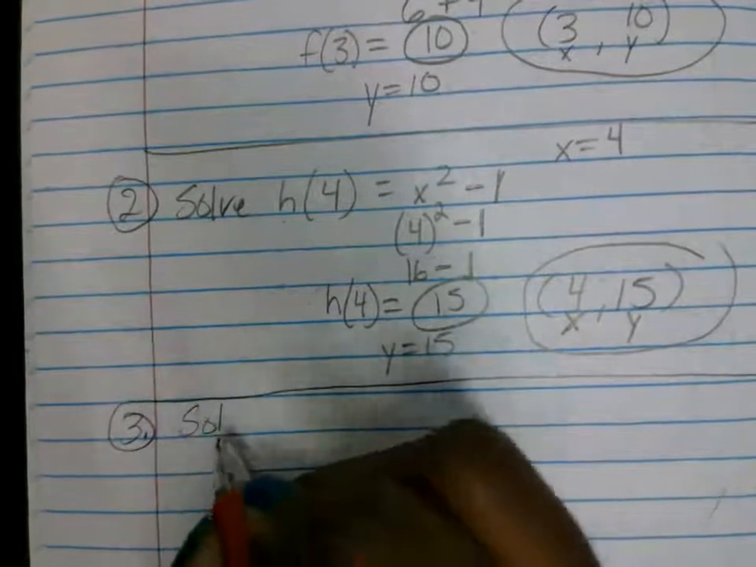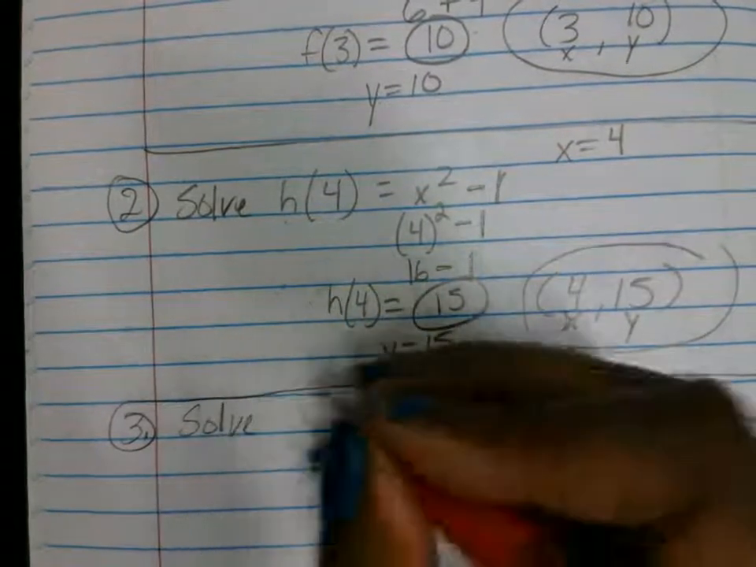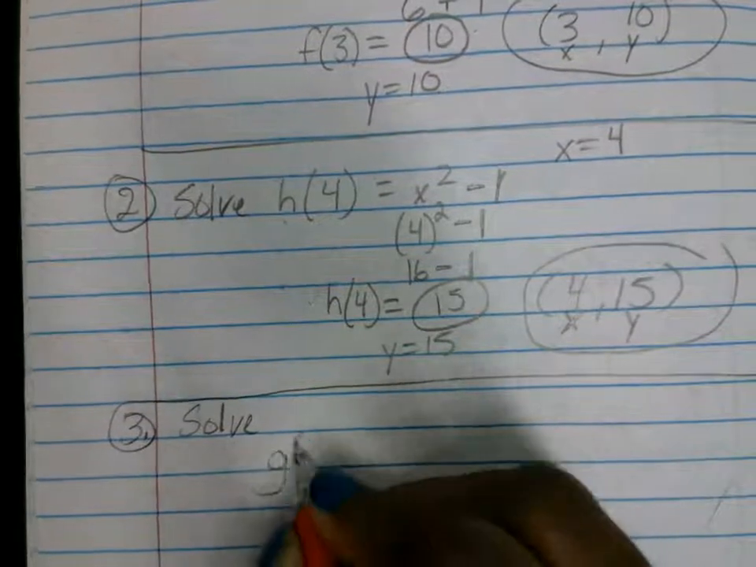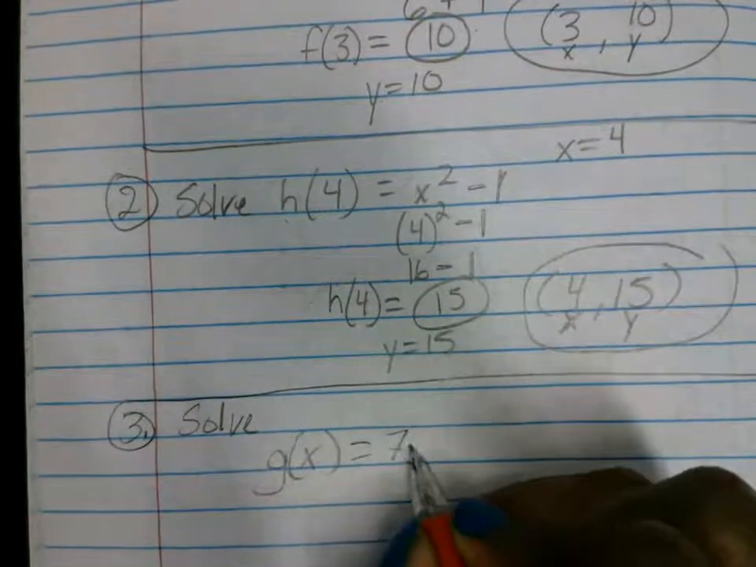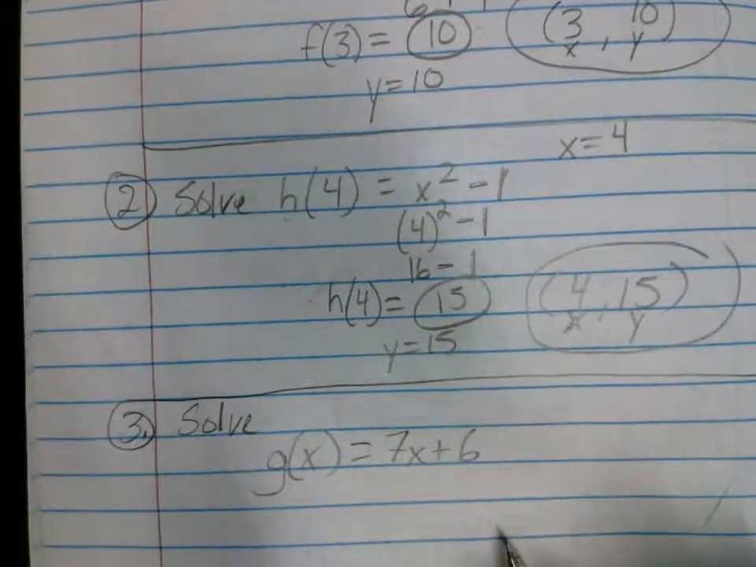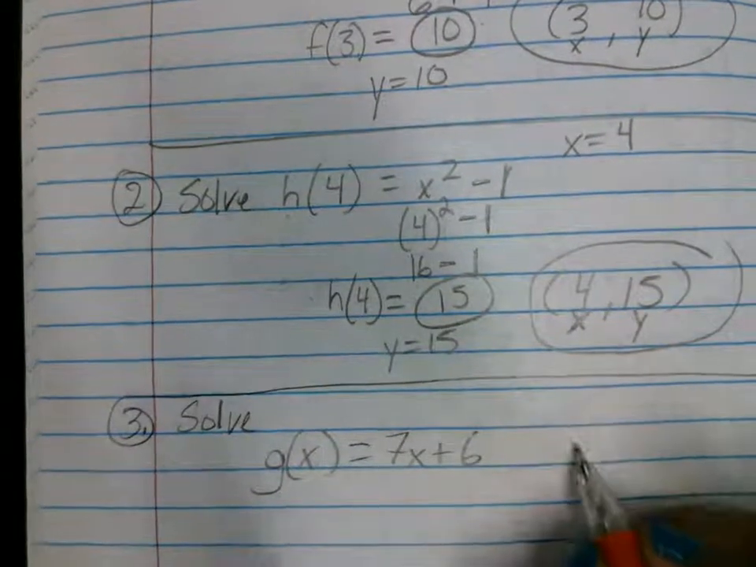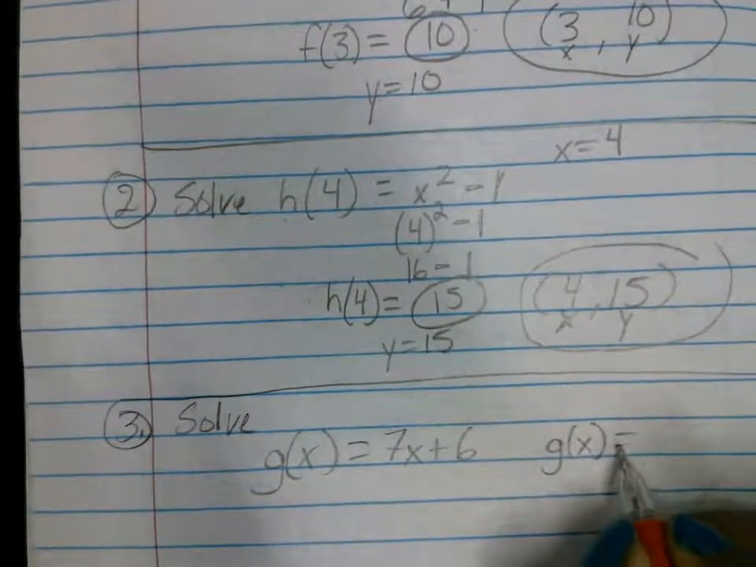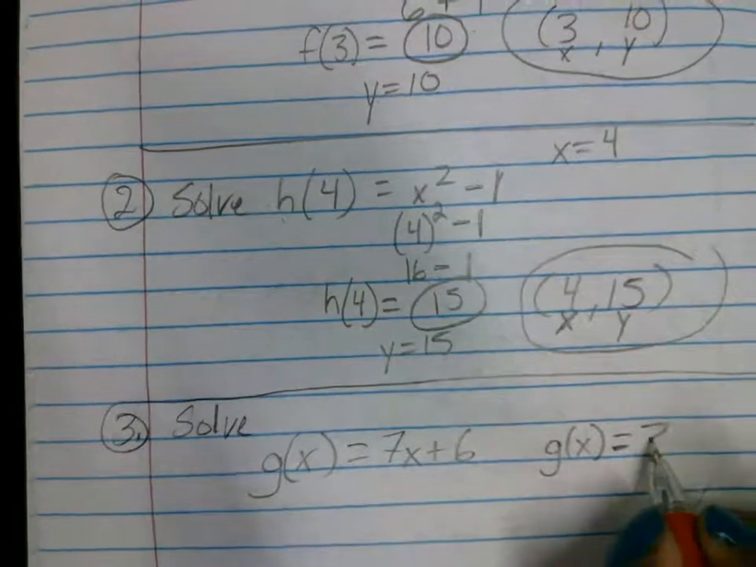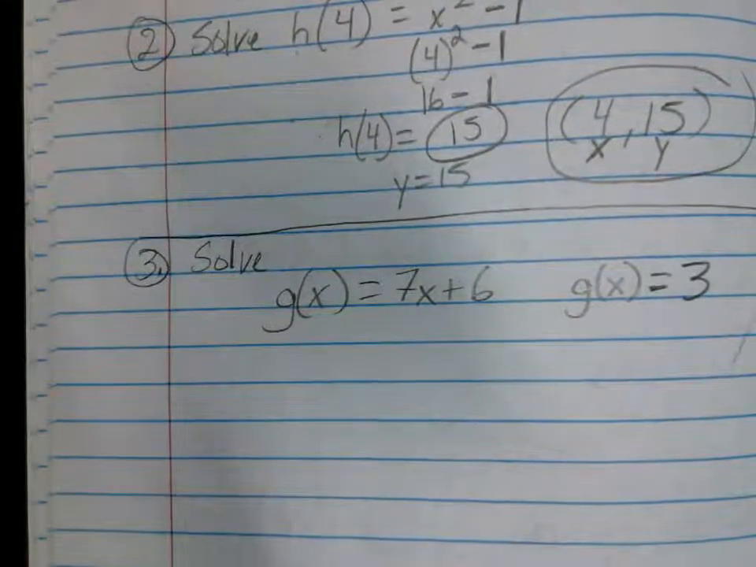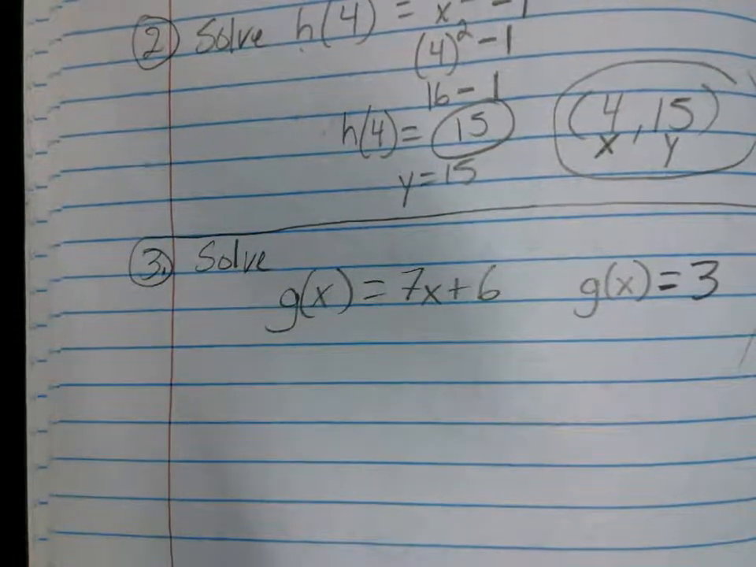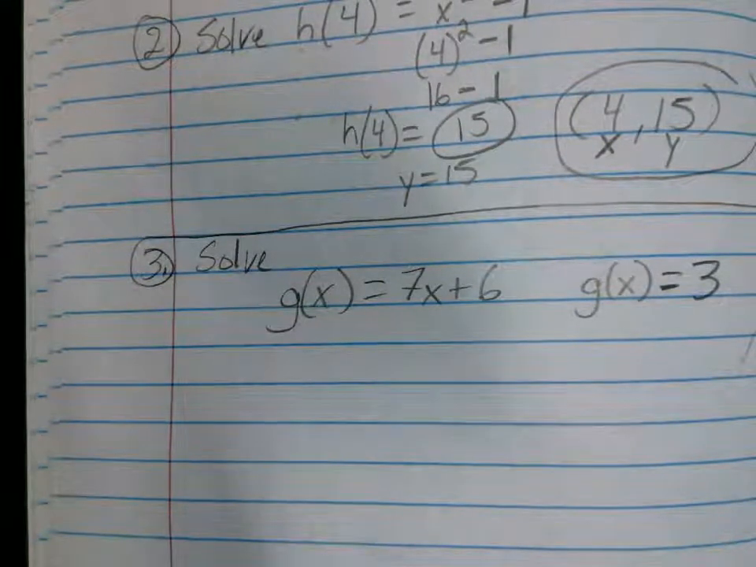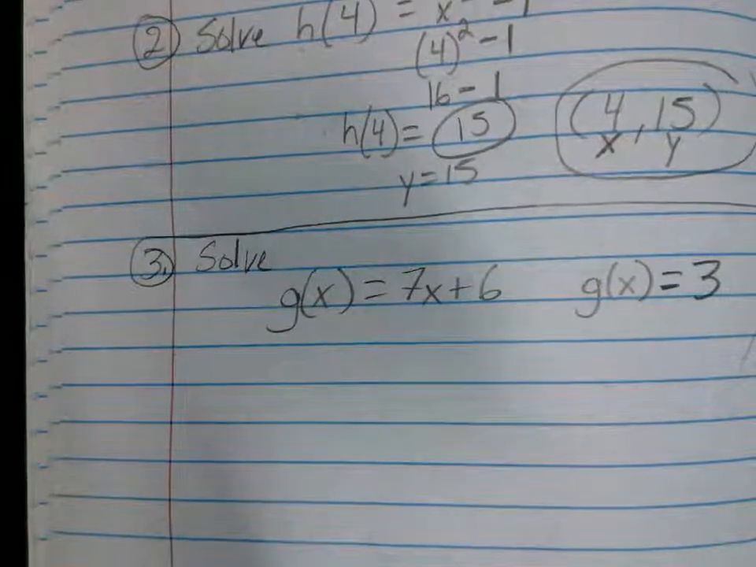We're solving. Oops. We have g of x is equal to, let's do 7x plus 6. We're going to do 7x plus 6. And we got g of x. Let's make it equal to 3. Okay, so now, what is this telling me and what do I need to solve? Is it giving me the value for x or is it giving me the value for y? It's giving you y.